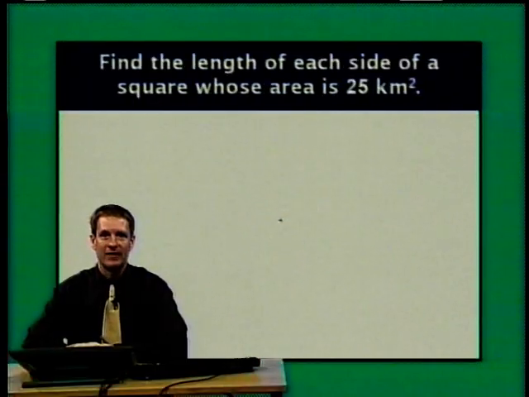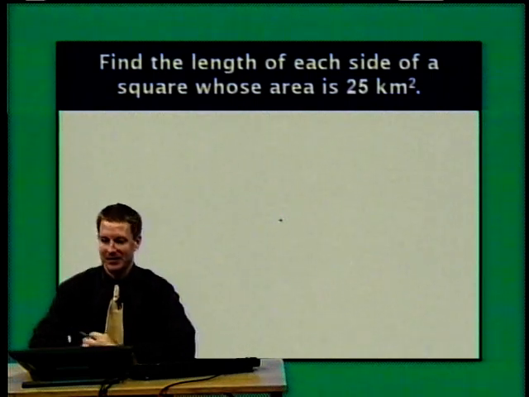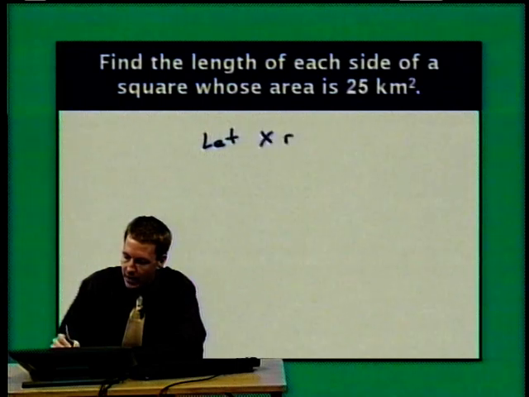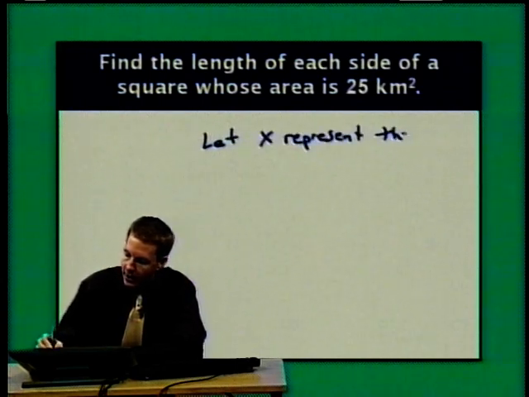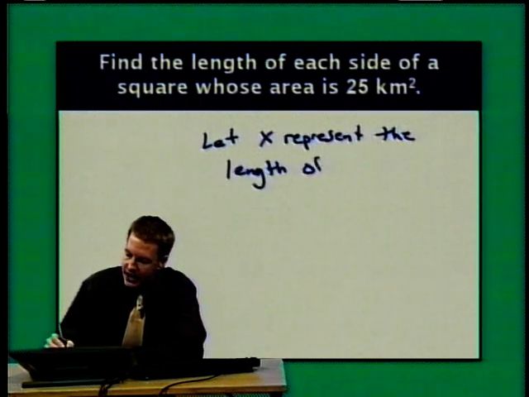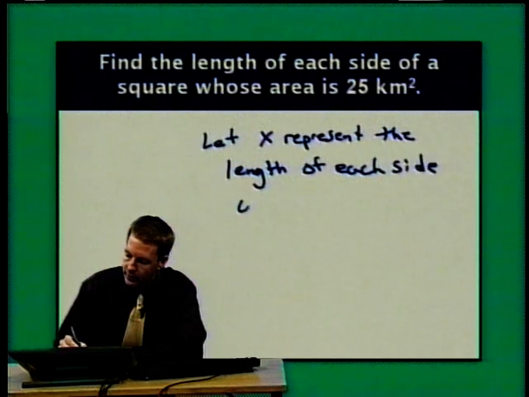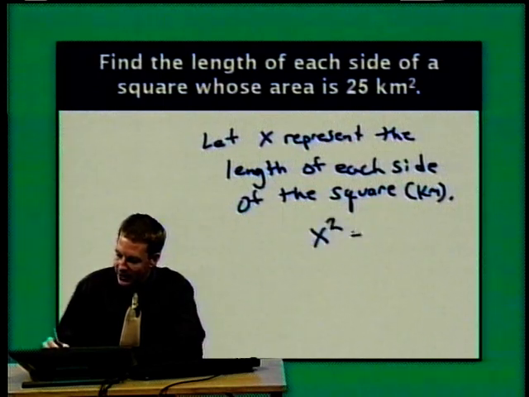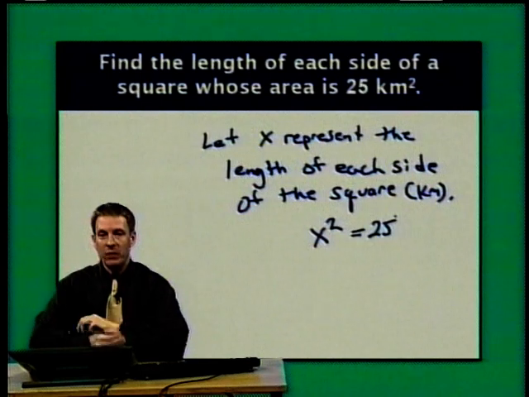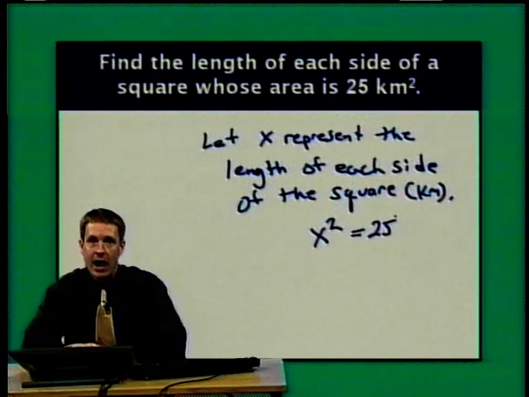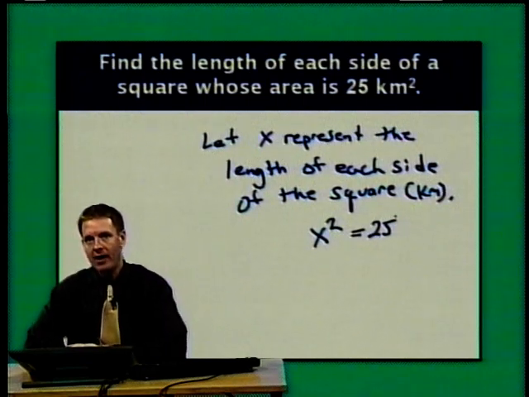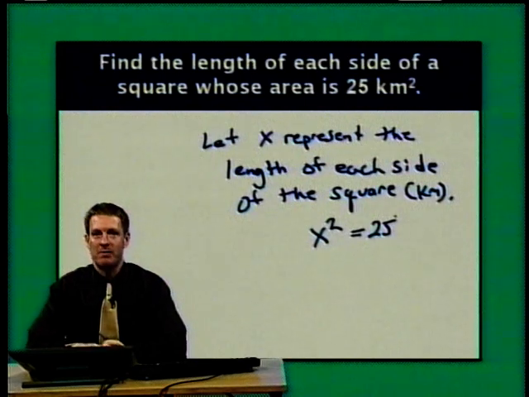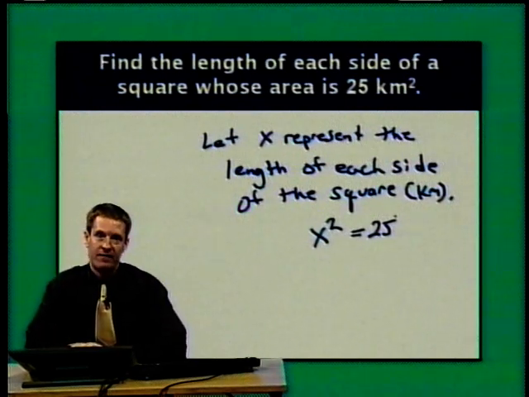Let's do an applied problem. Let's find the length of each side of a square whose area is 25 square kilometers. So if we let x represent the length of each side of the square, and we're measuring this length in kilometers, then we know that when we square x, we need to get 25. We've not really talked about how you solve an equation like this, but I think we can figure it out. What number do you multiply by itself and get 25? Well, you might be thinking there are two numbers I could multiply by itself and get 25. Positive 5 times 5 is 25, and negative 5 times negative 5 is also 25.